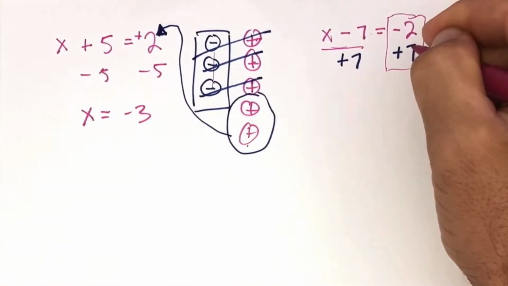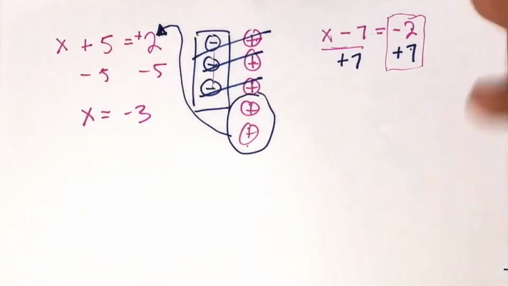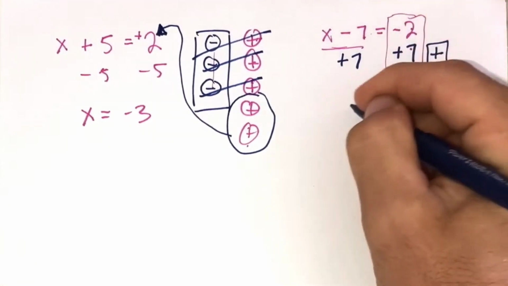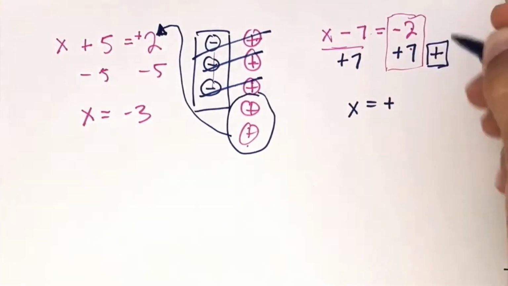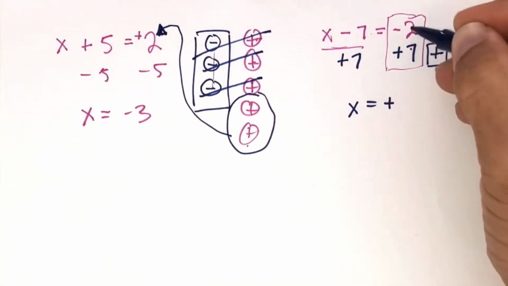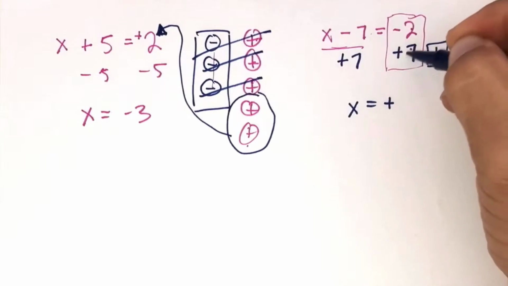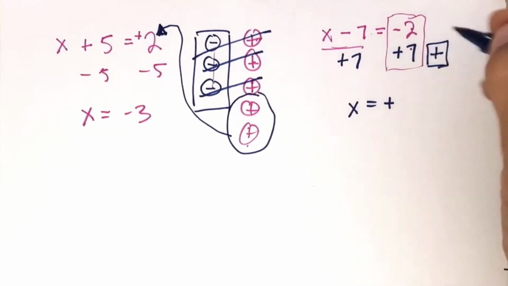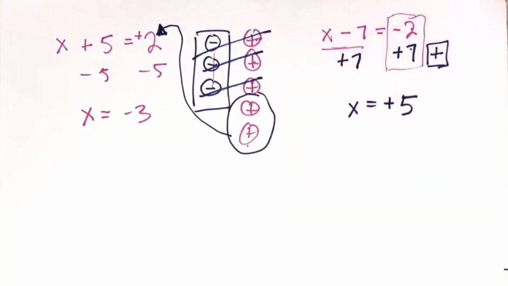So here we have 7 positives and 2 negatives. We have more positives. So the idea is, because we have more positives, our answer is going to be positive. Now, how many more positives do we have than negatives? Well, the difference between 7 and 2 is 5. So we must have 5 more positives.